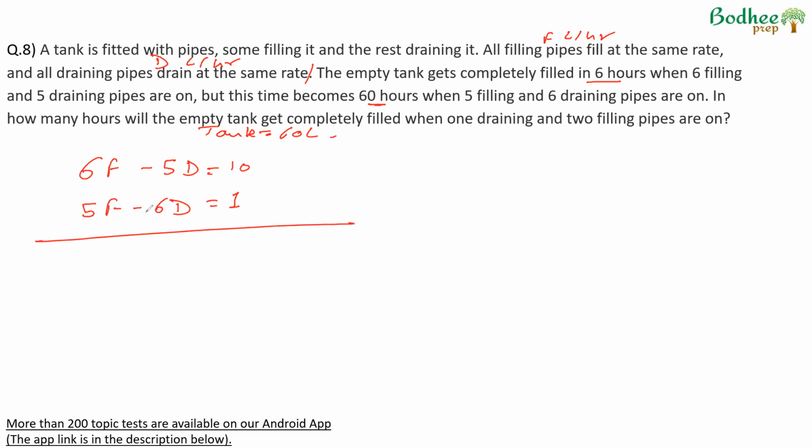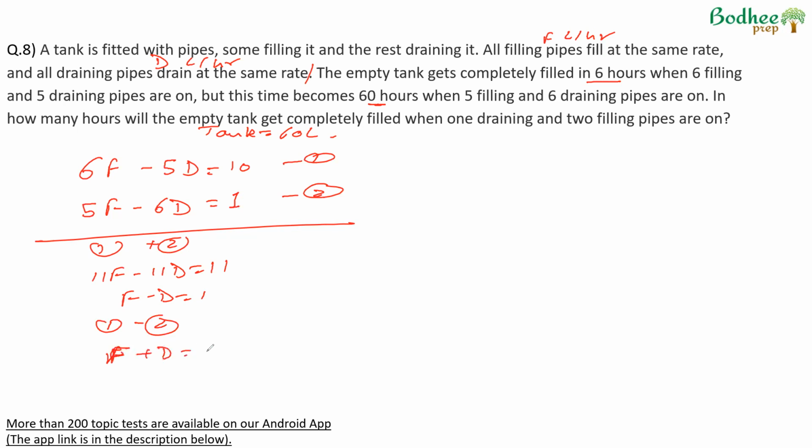We have two equations in F and D. This is equation 1. This is equation 2. Add 1 and 2. 11F minus 11D will be 11. F minus D is 1. Subtract equation 2 from equation 1. 6F minus F, minus 5D plus 6D, plus D is equal to 9, 10 minus 1. Add these two equations. 2F is equal to, D cancel, 9 plus 1, 10. F is equal to 5. And therefore D is equal to 4. 5 minus 4 is equal to 1. So D has to be 4.